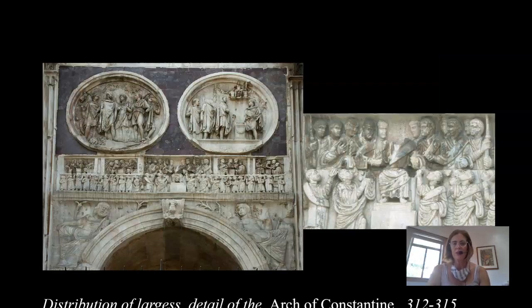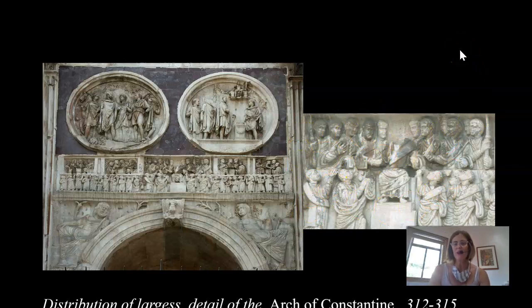Also, another interesting aspect of this is visible here. This is one of the scenes, which is the distribution of largesse. This was, of course, something that was very important to Trajan. And Constantine similarly will adopt this practice of giving food to the poor, something that was of course popular with the proletariat class of Romans. And here is a scene of that, and we can see these figures.